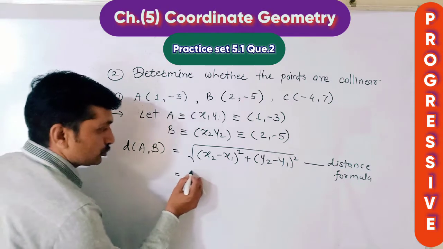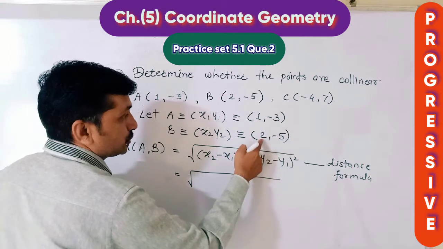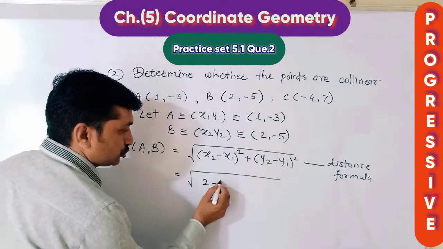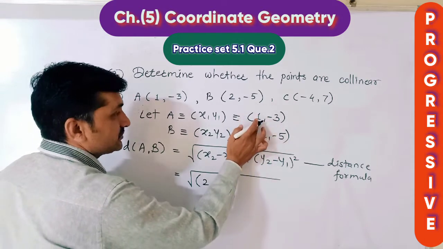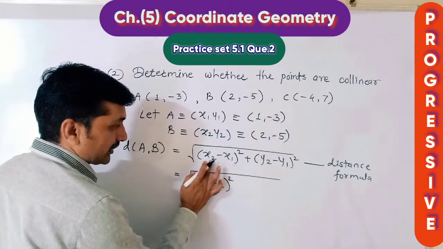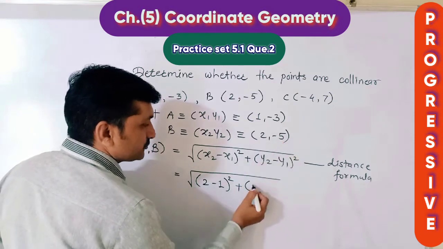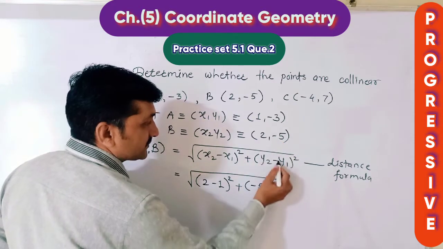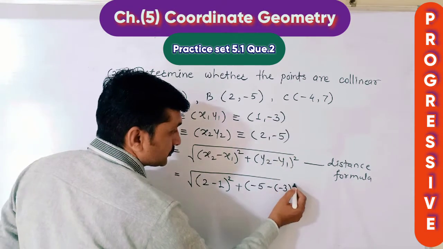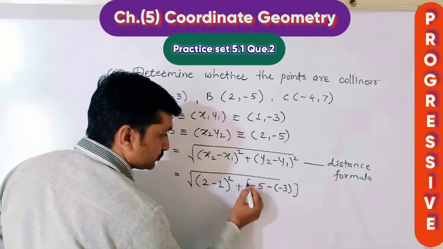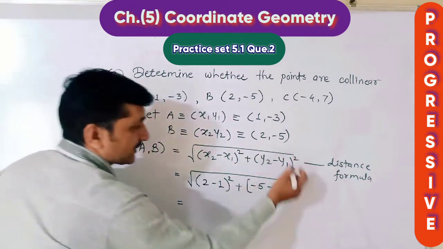It is equal to the square root of, see here, x1, y1, x2, y2. (2 minus 1) bracket square. x2 is 2, x1 is 1. Therefore here put the values: (2 minus 1) bracket square plus y2. y2 is minus 5, minus sign, y1 is minus 3 in bracket. Here we have to do the square of the bracket.